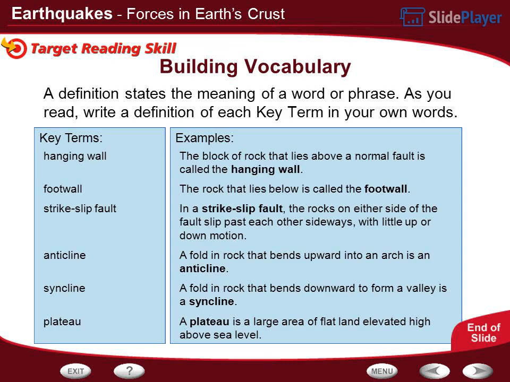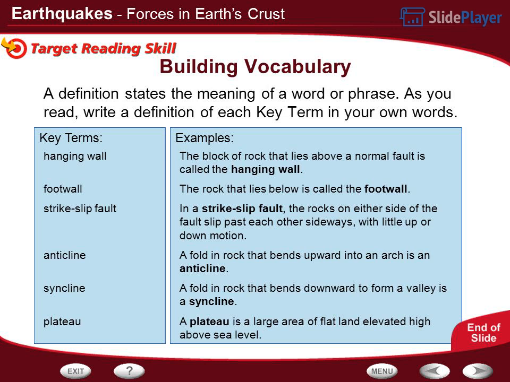Building vocabulary, forces in Earth's crust. A definition states the meaning of a word or phrase. As you read, write a definition of each key term in your own words. Key terms: hanging wall, footwall, strike-slip fault, anticline, syncline, plateau, stress.